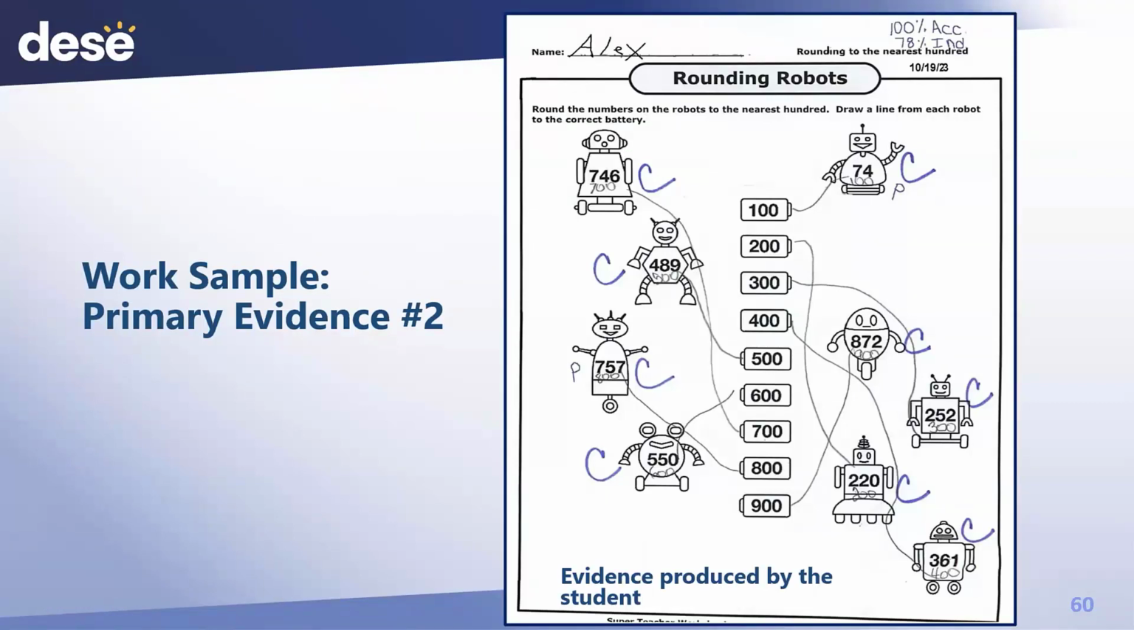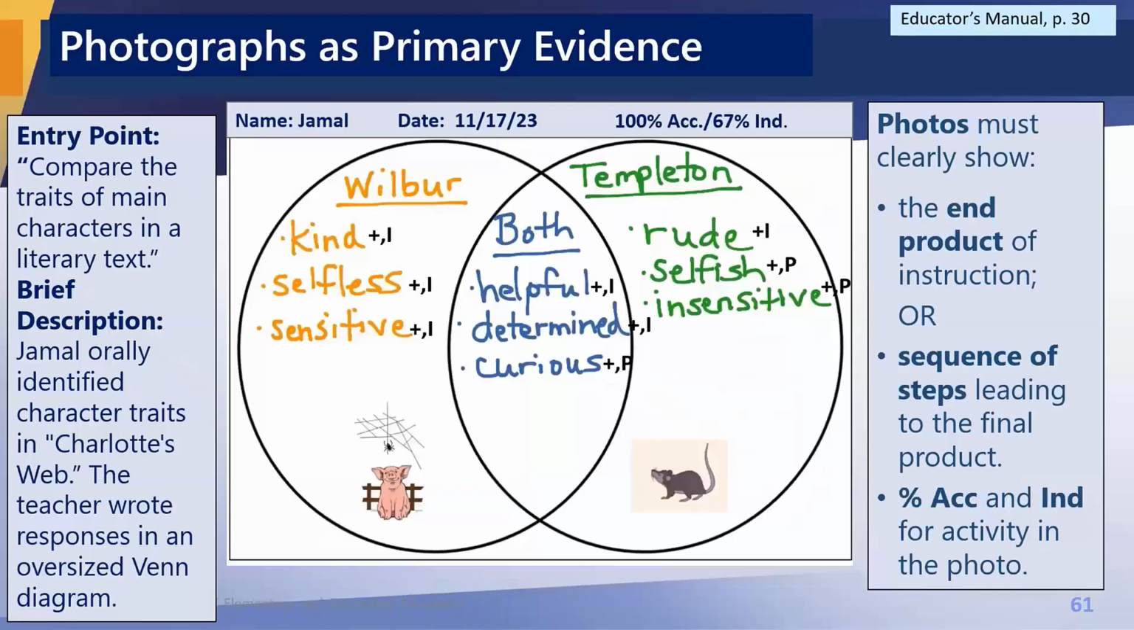Sometimes you can do a screenshot. We'll talk about other ways in which you can capture evidence, but the worksheets are usually what we end up with for math. So this was produced by the student, has the name, date, accuracy, and independence on it. So that's just what we need.